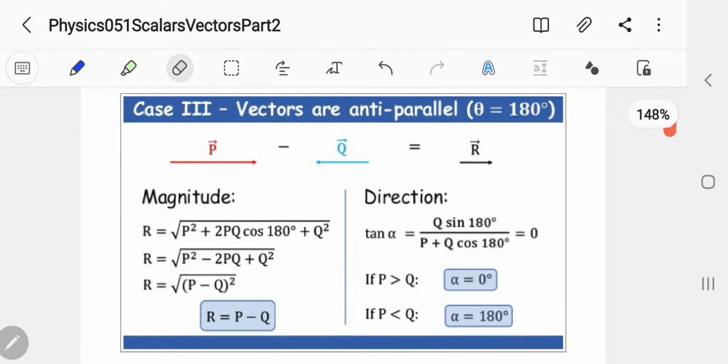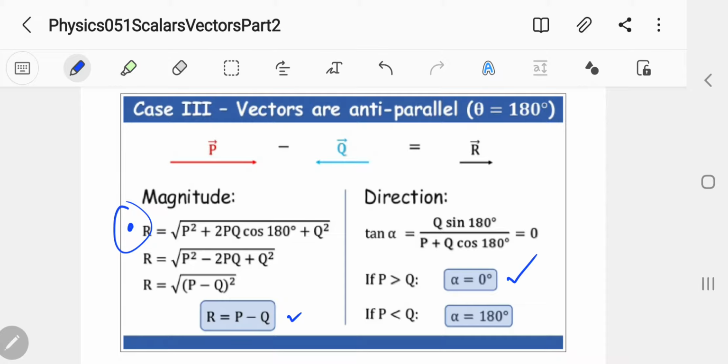So how about when the vectors are anti-parallel? So it's just easy. You actually don't have to care for using this formula. You just directly add P plus the negative of Q. So that's just the magnitude. And then of course the angle would just be 0 with the x-axis.